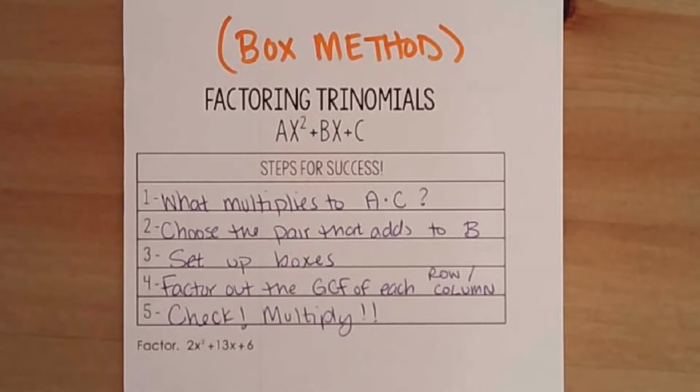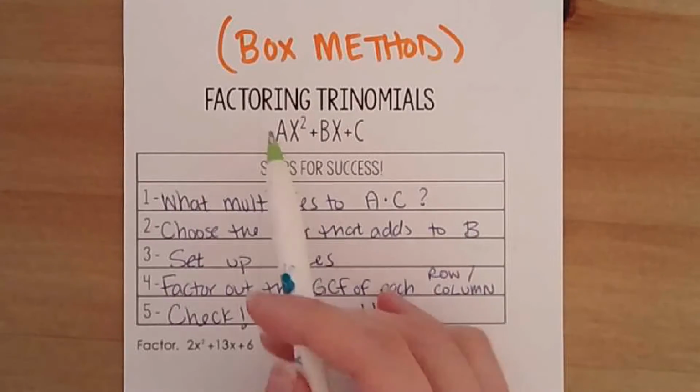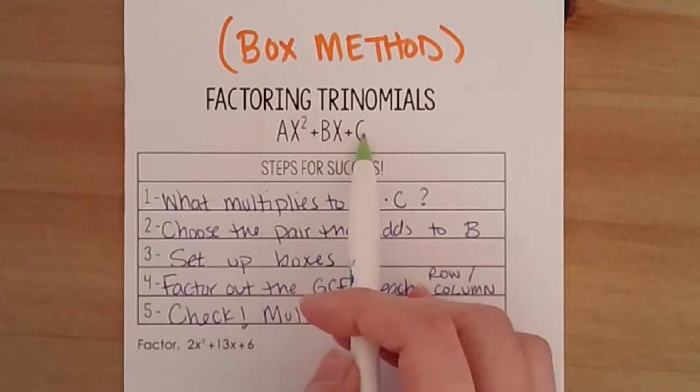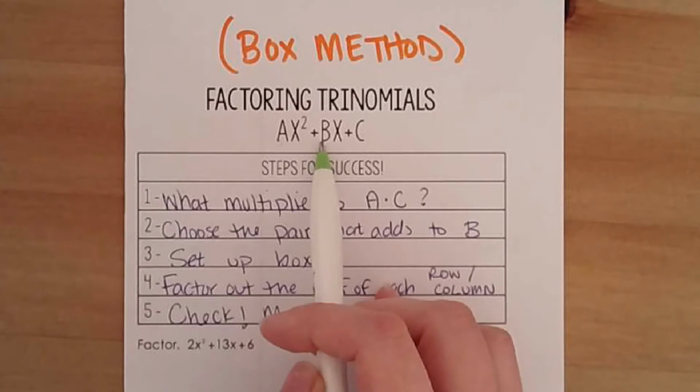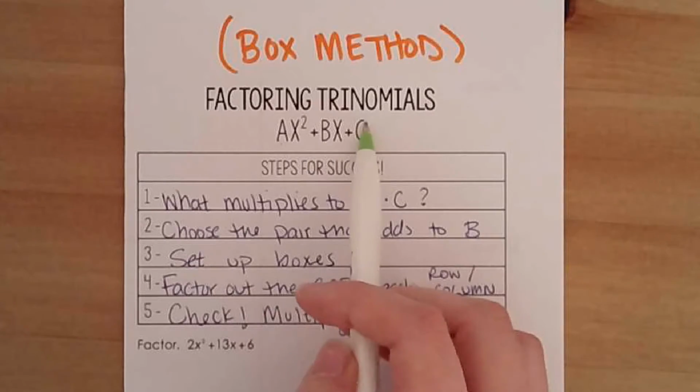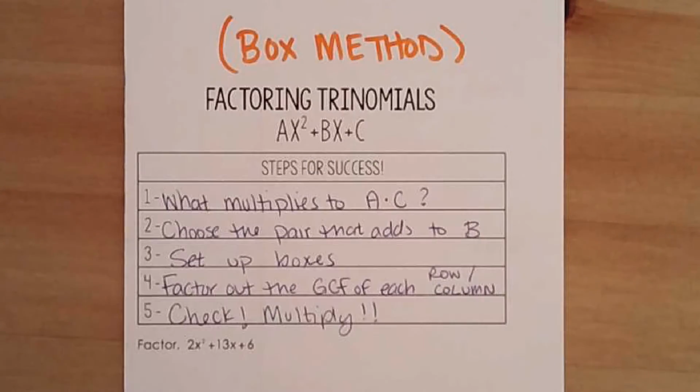Algebra friends, if you have found your way to this video, you have decided that factoring using the box method is probably going to be your jam. So when we're using the box method, we're looking at this quadratic trinomial. A is the coefficient of our first term, B is the coefficient of our second term, and C is our last term, our constant.